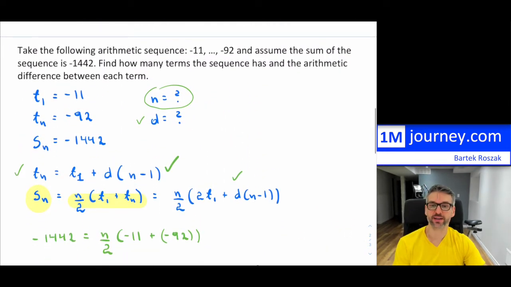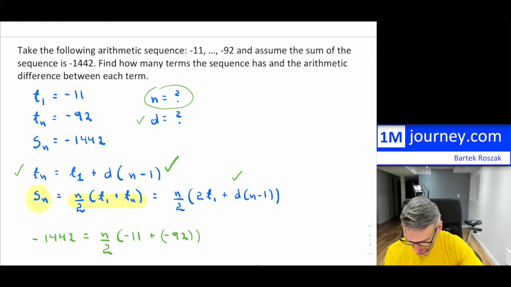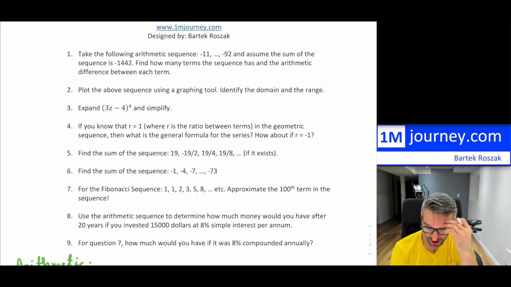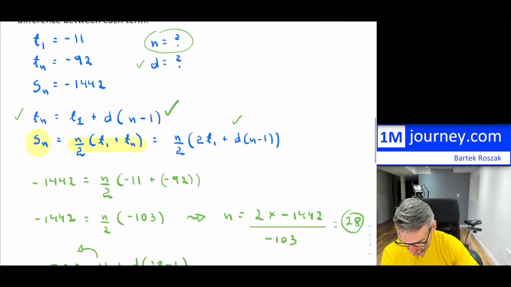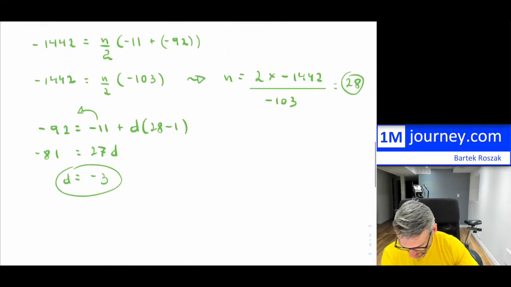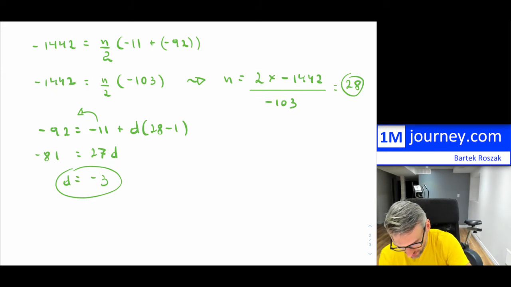So that was question number 1. Okay, let's take a look. So question number 2: plot the above sequence using a graphing tool, identify the domain and the range. Okay, so whatever graphing tools you guys use in class, as you know, in all my video series, I pretty much always use Desmos. So I'll pop up Desmos in just a second, but now let's maybe define the domain and the range for this, and plot the sequence. Okay, so we're plotting the sequence itself.